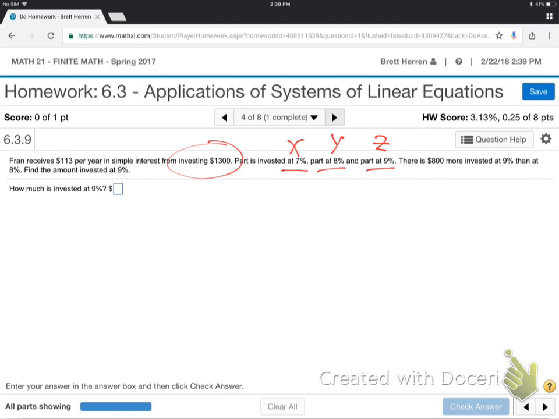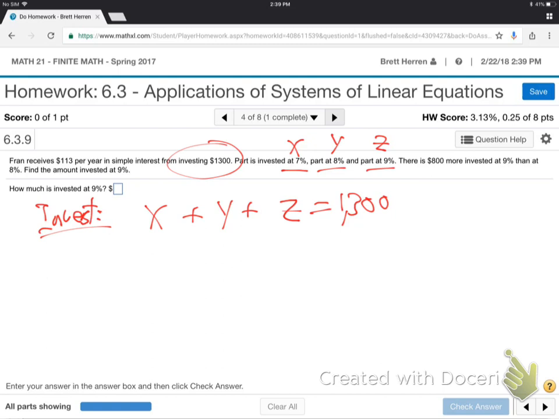1,300 is tricky on this one. It's all money. You know how normally I say there's the one without money and then there's the money? Well, everything's money in this one. The 1,300 is the amount she's investing. That's not interest. That's just investing. So that's just x plus y plus z is 1,300. That's your equation that I usually call no money.